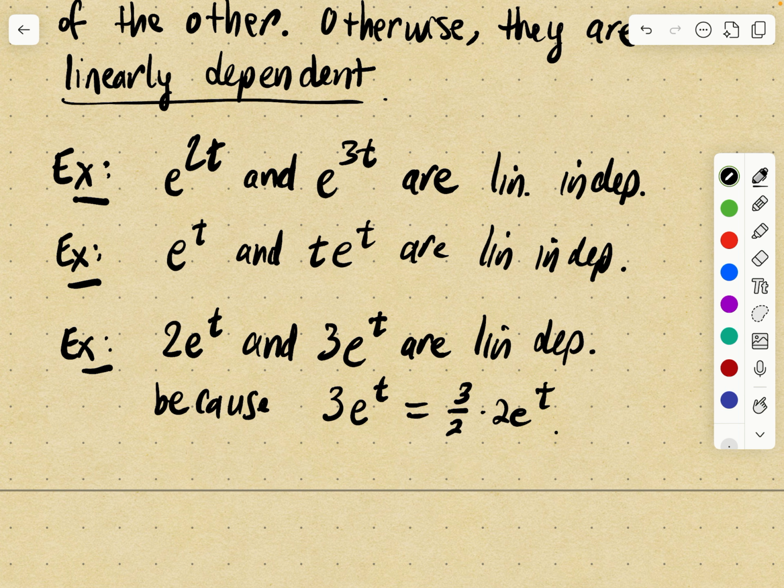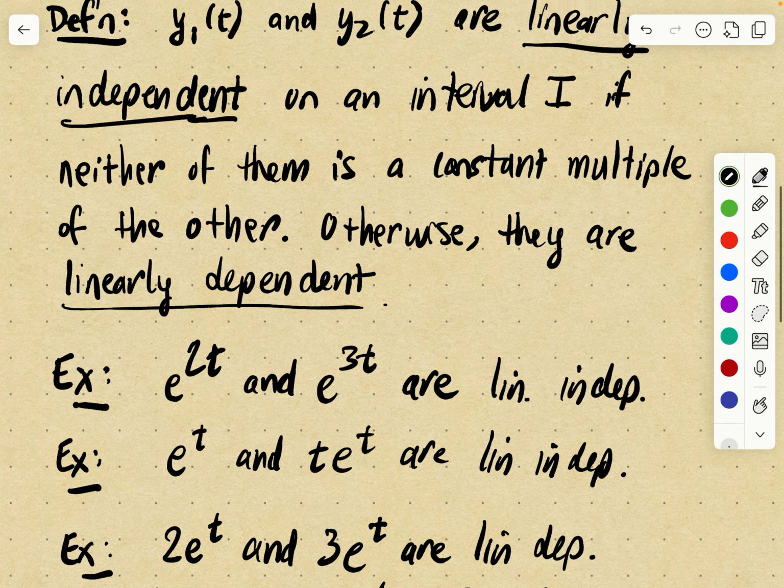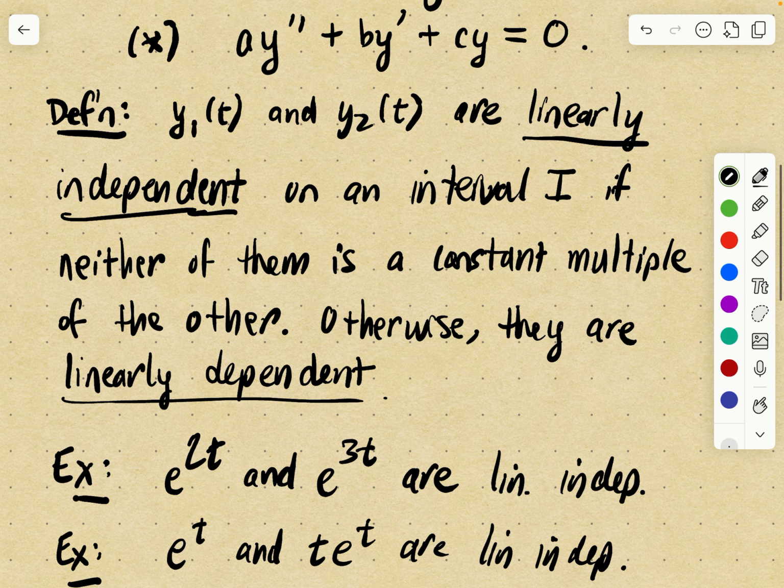This definition extends to more than 2 functions, like if you have 10 functions that are linearly independent. But we're not going to go there in this video, and it's not just if neither is a constant multiple of another. It's a bit more complicated. If you're familiar with linear algebra, then you're familiar with the concept of linear combinations, and it's in that sense that we're talking about linear independence.